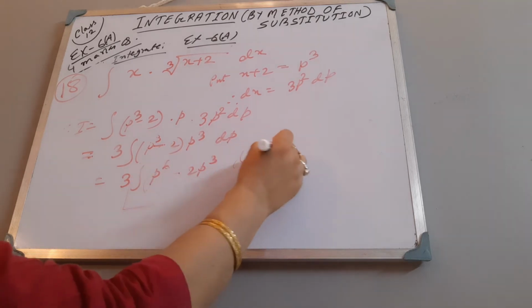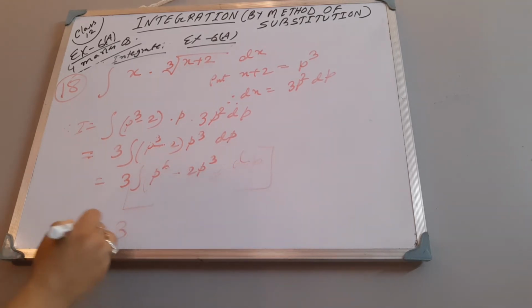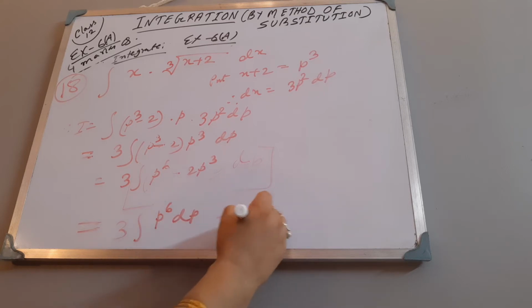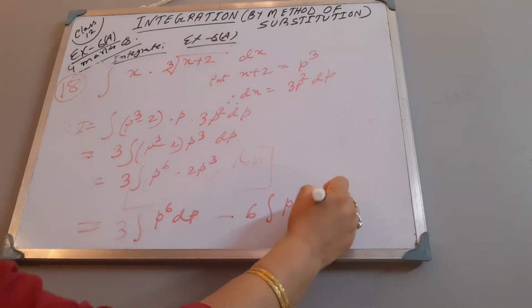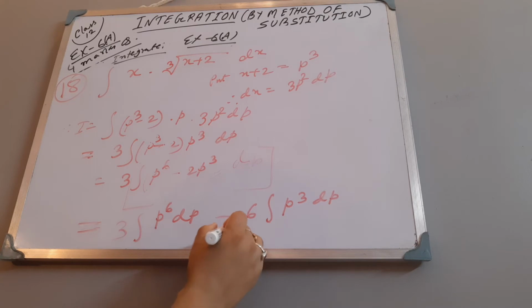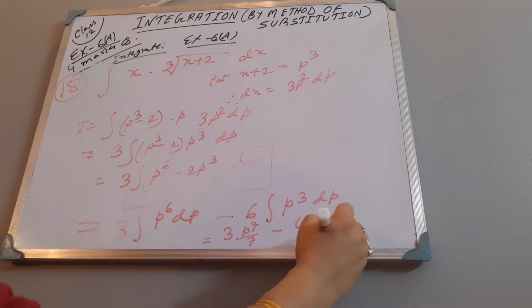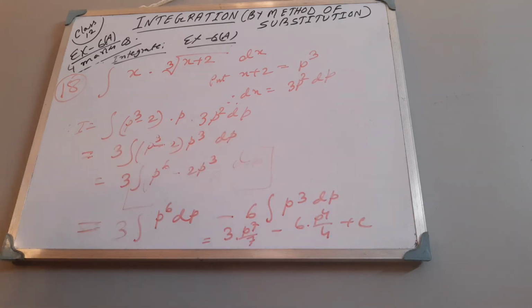Keep this in the bracket. So, it is equal to 3 integral p to the power 6 dp minus 6 integral p cube dp. So, it is coming 3 p to the power 7 by 7 minus 6 p to the power 4 by 4 plus c. Just put the value of p now. So, what we will get?